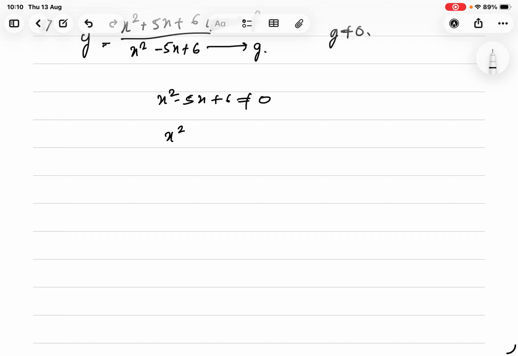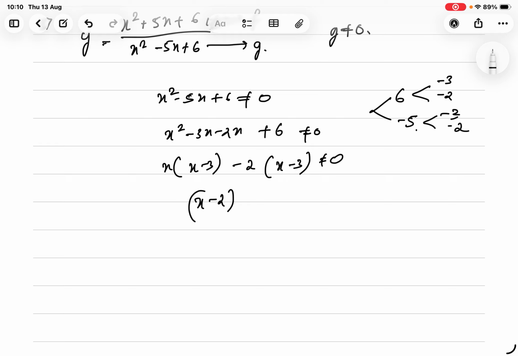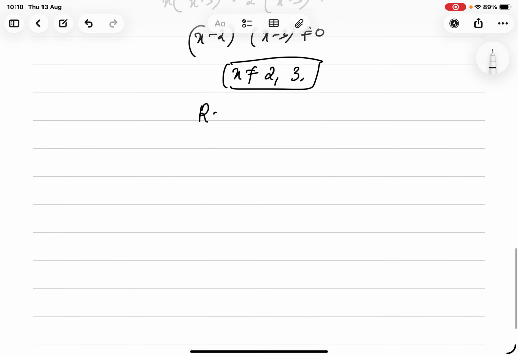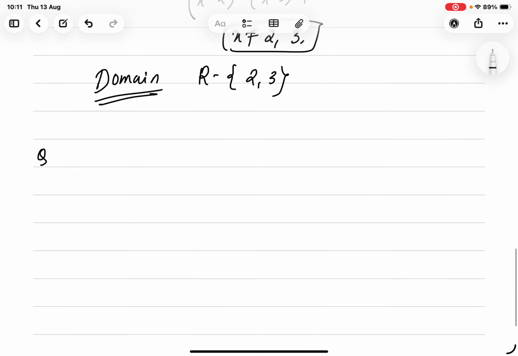Make factors. x square minus 3x minus 2x plus 6. So multiplication means 6 and addition means minus 5. Those two numbers are minus 3 and minus 2. So take common x minus 3 and minus 2, x minus 3. The factors x minus 2, x minus 3 are not equal to 0. The x value is not 3, not 2. Then you have to remove these 2 points from the real numbers. Then this is your domain. So I hope this is clear. These are the methods.